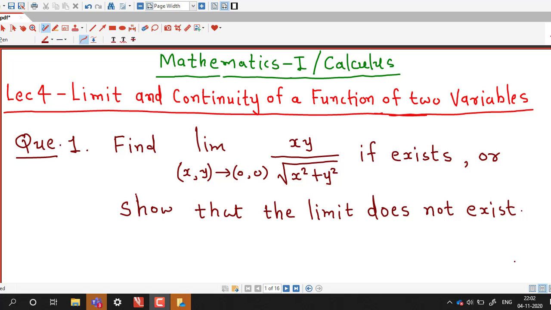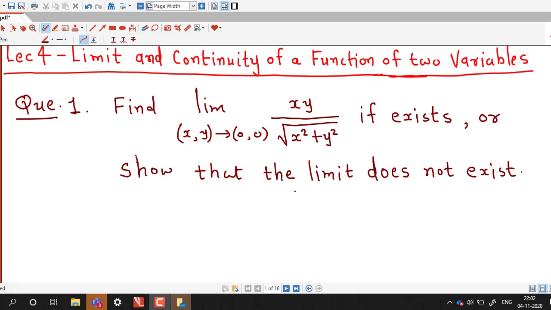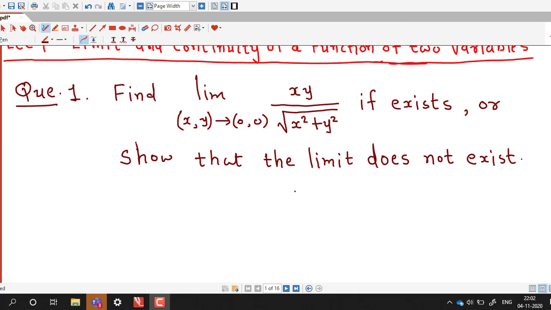In this lecture we are going to discuss two more examples on limit of a function of two variables. So let's start with this example or question number 1. Find limit of xy over square root of x square plus y square as (x,y) approaches (0,0) if exists, or show that the limit does not exist.